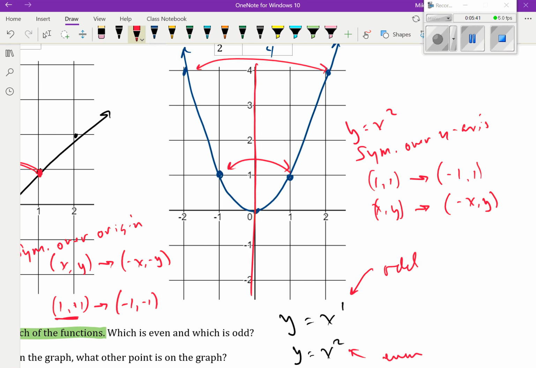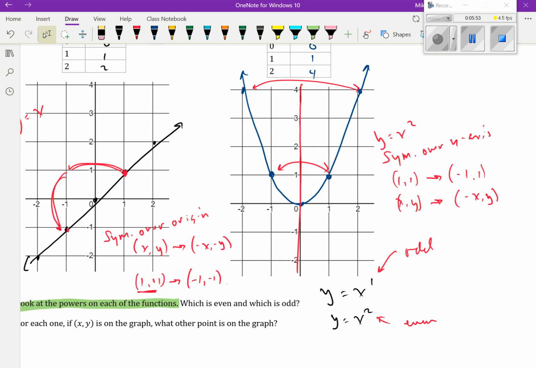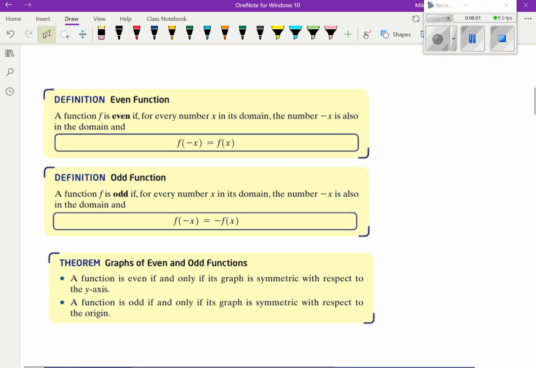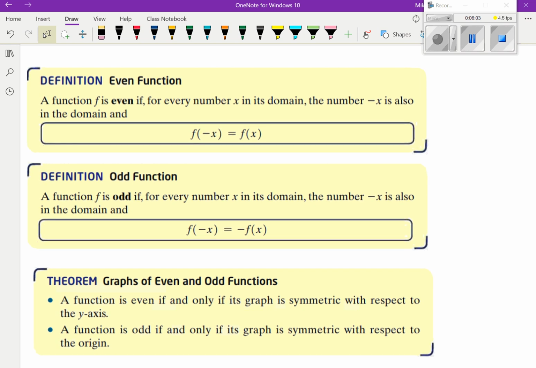These are some interesting items as far as what is happening when I plug in negative x. So if I take the opposite of the x value, what happens? So overall, when I'm symmetrical over the origin with an odd function, let's take a look at the definitions here. Definition of an even function, we'll do even first since that's what's listed here. A function is even if for every number x in its domain, the number negative x is also in the domain, and f of negative x equals f of x.